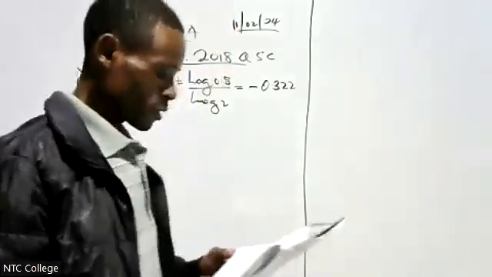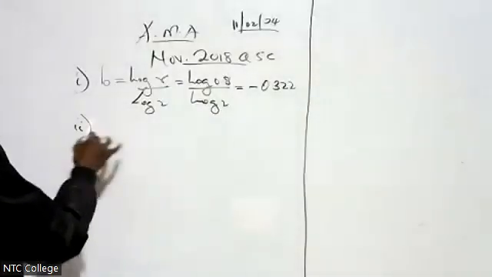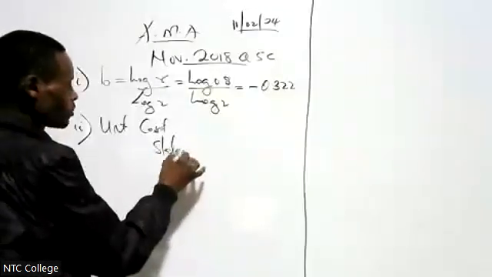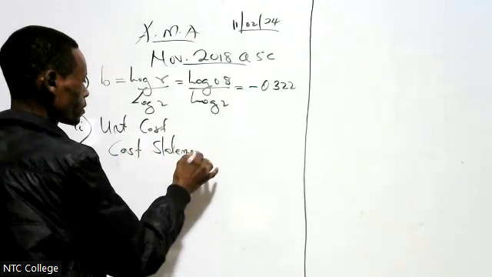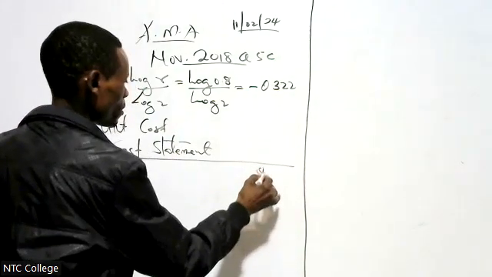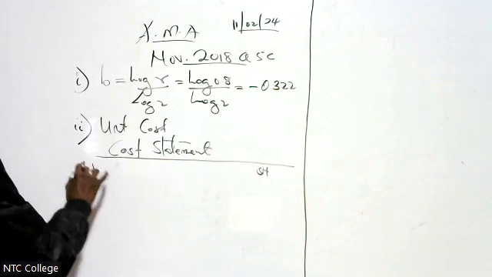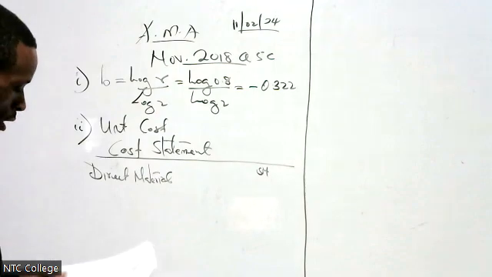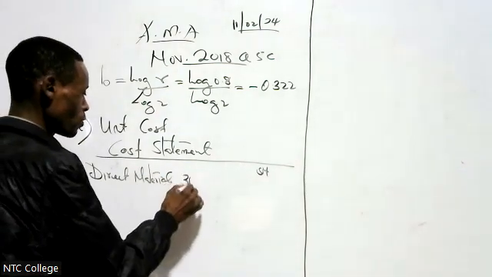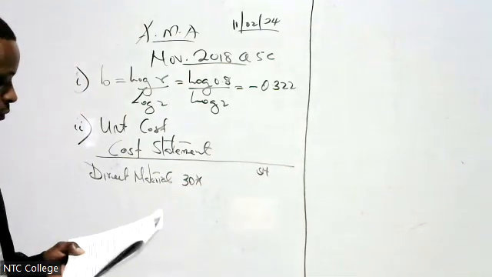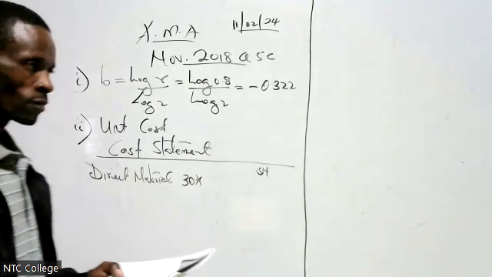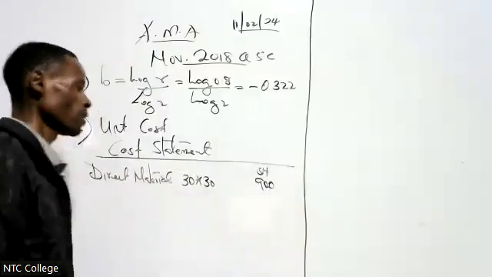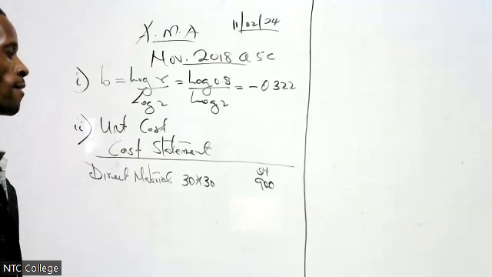Number 2, unit cost. First of all, let me have the cost statement. This cost statement will comprise, for that product, direct material, which is not any problem. We can take 30 shillings per unit times how many units? The units there are 30 units. Times 30 units, that is how much? 900. Yes, that's 900 for direct material.